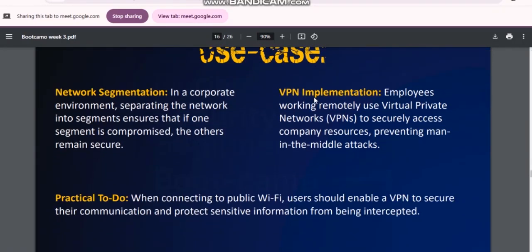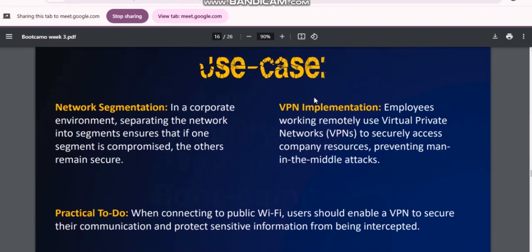we have network segmentation. In a corporate environment, separating the network into segments ensures that if one segment is compromised, the others remain secure. Also, VPN implementation. Employees working remotely use virtual private networks (VPNs) to securely access companies' resources, preventing man-in-the-middle attacks.